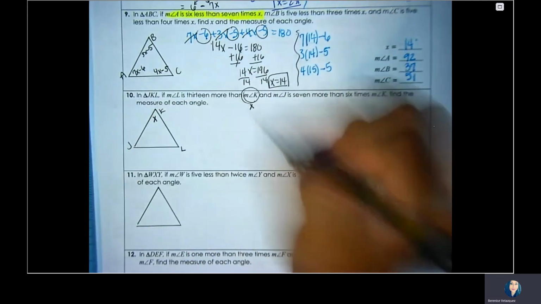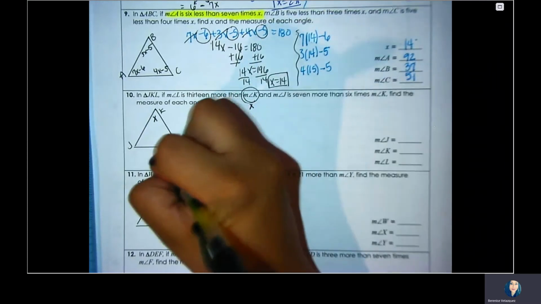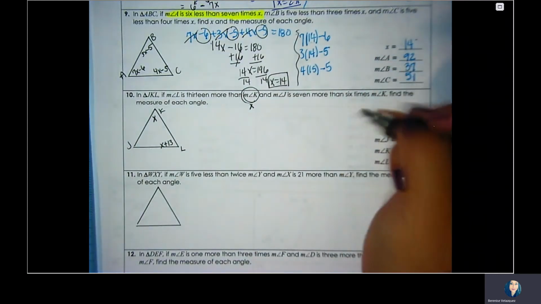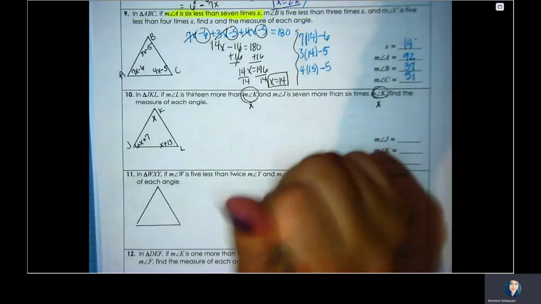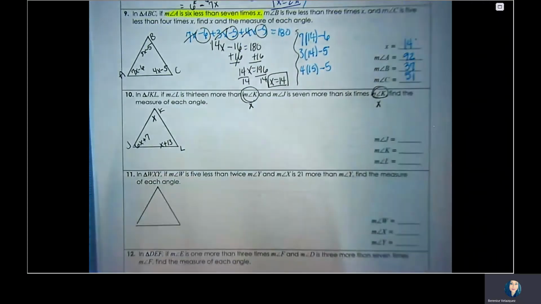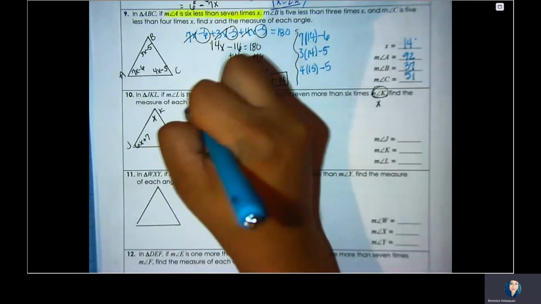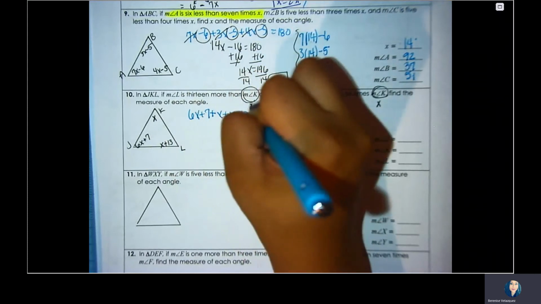So angle K is just x, and L is 13 more than the measure of angle K, so it's just x plus 13, because remember you switch it. J is 7 more than 6 times the measure of angle K, which remember that's just x. So that's going to be 6x, and then it was 7 more, so plus 7. And then you're going to find each measure and go from there. Okay, so this one was, I think, a little bit tougher. Just the setup was. So 6x plus 7 plus x plus 13, all of it equal to 180.